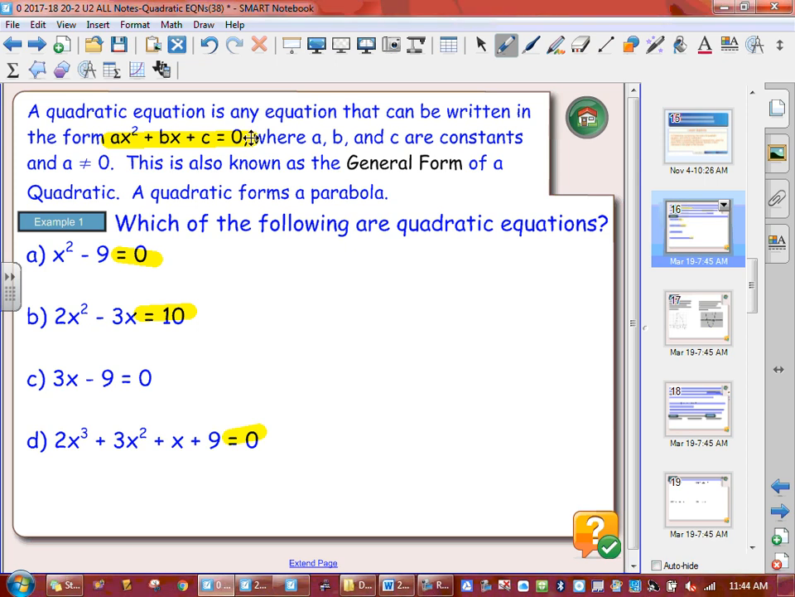Okay? So quadratic form is a parabola shape. Okay, the parabola is a shape. It either looks like a U or a hill. Okay, so it looks like a U or a hill. Which of the following are quadratic?